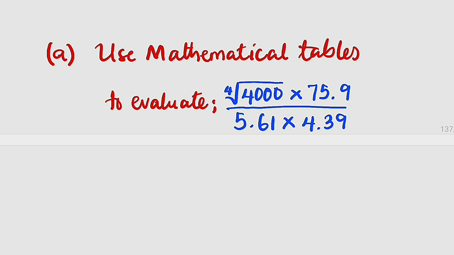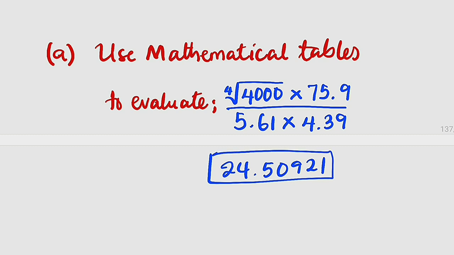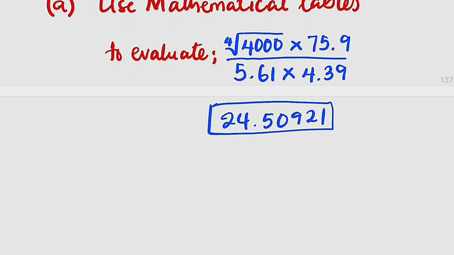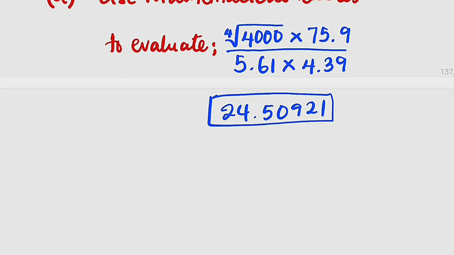And that logarithmic table is what is considered as mathematical table. But I do not have that table at the moment. So in this tutorial, I'm going to show you how you can bypass that logarithmic table and the examiner will not notice it. All right. First of all, let me use my calculator and evaluate this. According to my calculator, the solution to this problem is 24.50921. This is what I got from my calculator. But let me show you how you can work it out and bypass that logarithmic table.